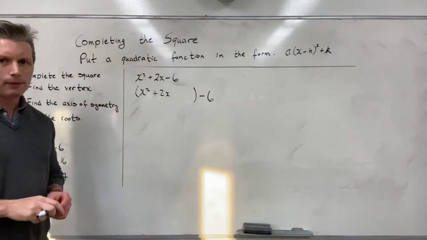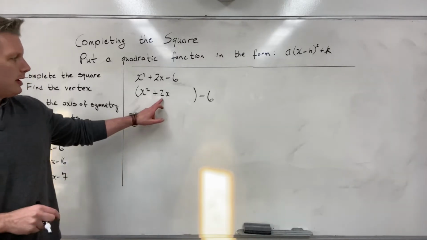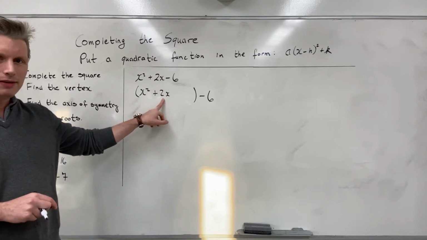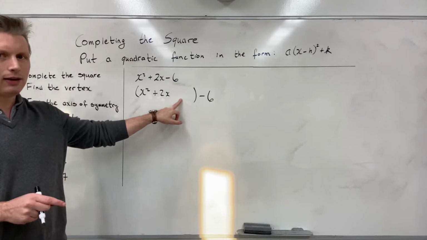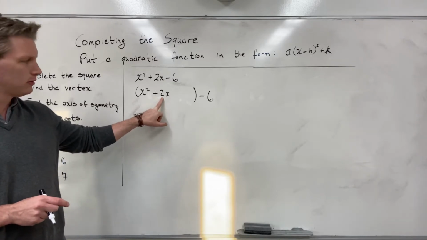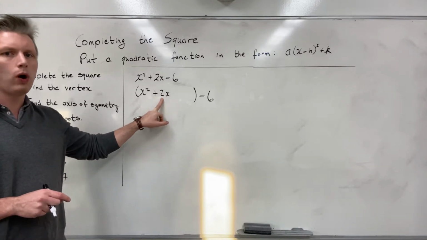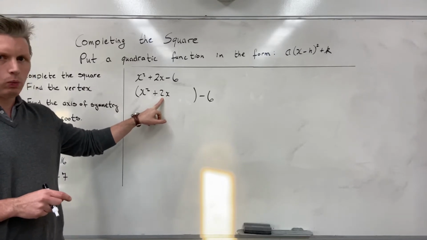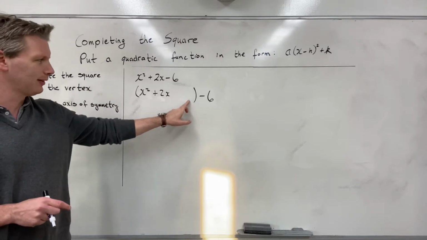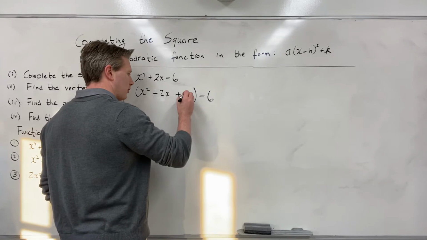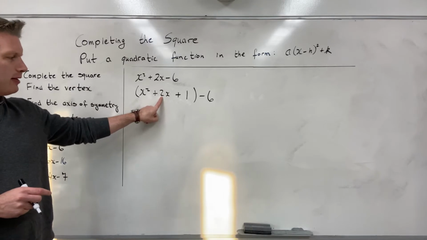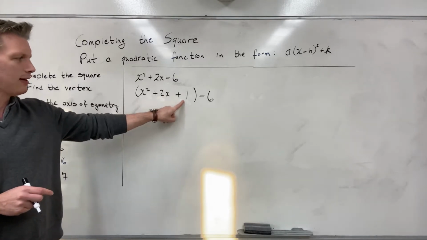To complete the square, what we do is the following. We look at the coefficient on the x term. In this case, it's 2. Half of 2 is 1. We square it, and 1 squared is 1. And then we add it on here. That's what I have this little gap for. So I add on plus 1. Again, I take my coefficient, halve it, square it to get 1, and add it on.